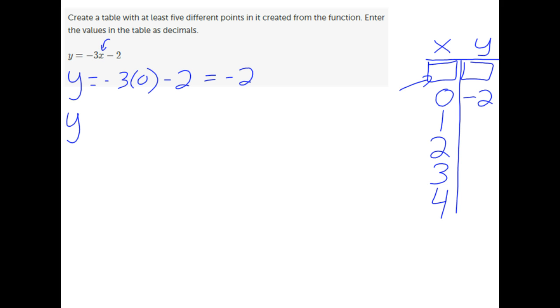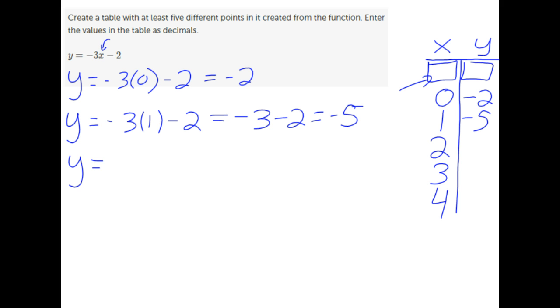So in the next one, y is equal to a negative 3 times, now I substitute 1 in, minus 2. What is that equal to? Well, a negative 3 times 1 is a negative 3 minus 2, and that is a negative 5. As long as I'm doing my math correctly, this is what will happen. Next one, y is equal to a negative 3 times 2 minus 2. That is equal to a negative 6 minus 2, which is a negative 8.